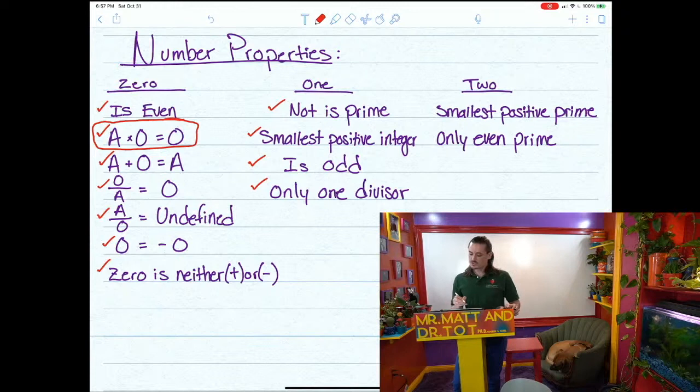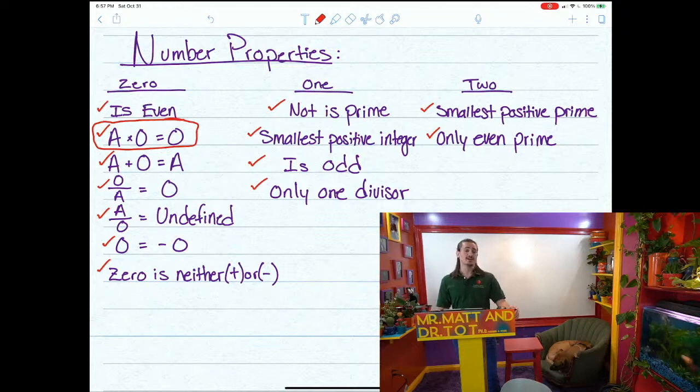2 is the smallest positive prime. So I told you that 1 is not prime, and 2 actually is prime, and it's the only even prime number. All other even numbers are multiples of 2 and therefore have a factor of 2, therefore are divisible by 2, and therefore are not prime. They're composite numbers. Remember, the definition of a prime number is that it's only divisible by 1 and itself. So any other even number other than 2 would be divisible by 2.